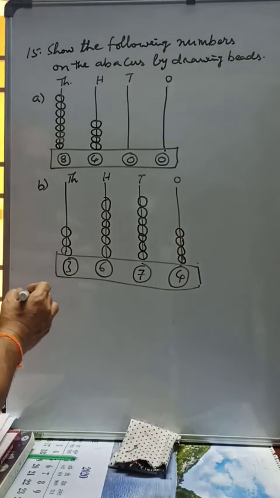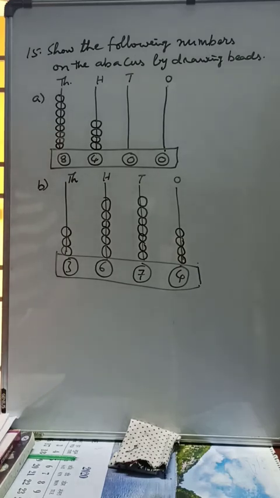And last, C1, we have 2, 4, 4, 5. In the thousands place you draw 2 beads. In the hundreds place you draw 4 beads. In the tens place 4 beads. And last, ones place, 5 beads we have to draw. With that 15th sum is completed.